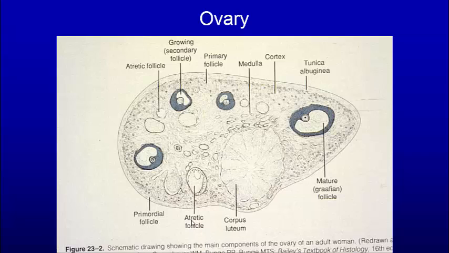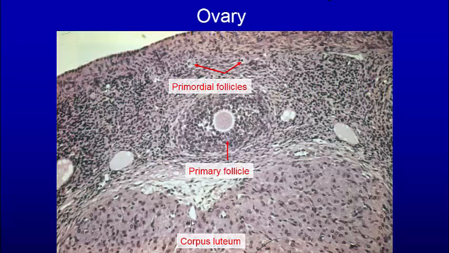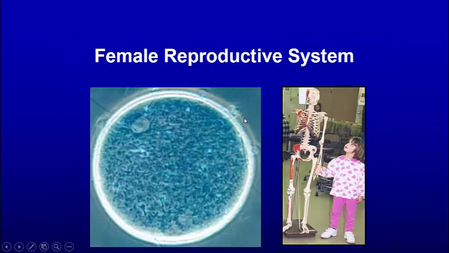So we talked about the ovary, the follicles, the hormones it produces, the different structures that are inside there, the primordial, primary, secondary, Graafian follicles, the development of the corpus luteum, and then the corpus albicans. And here we can see the corpus luteum, the primary follicle, and the primordial follicles up there, germinal epithelium. So that's the female reproductive tract.